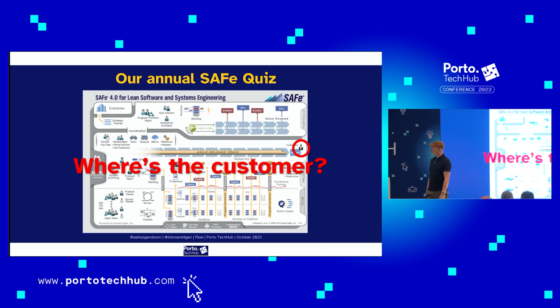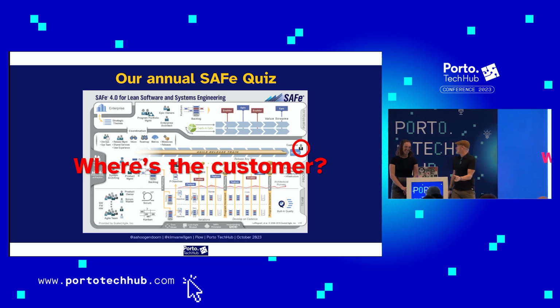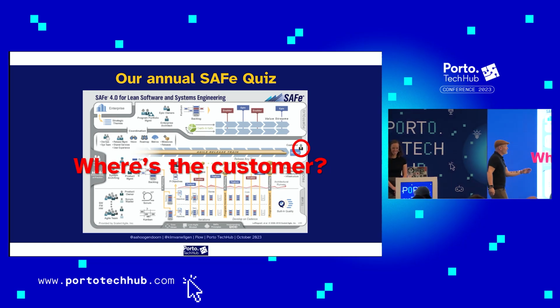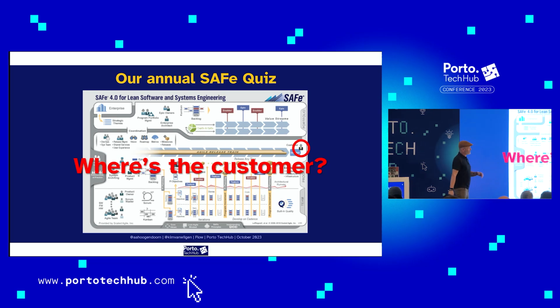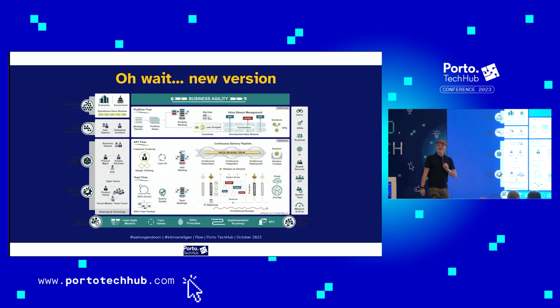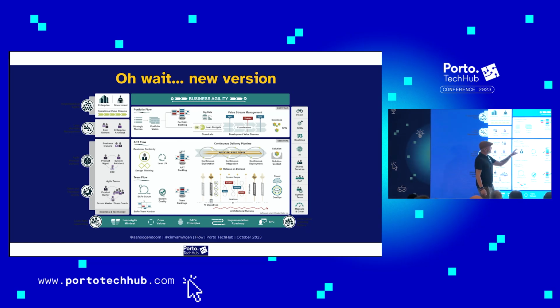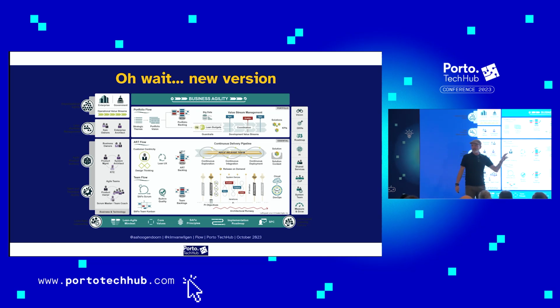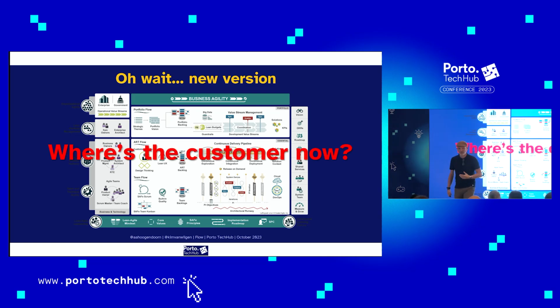That's Scrum, right? Or SAFe, sorry. I mix them up all the time. So it gets even worse. This is not the latest version. This is the latest version. So where's the customer now? It has disappeared. Well, it is customer centricity, right? That doesn't mean there's a customer. That means we talk about the customer. So the customer just totally went off.